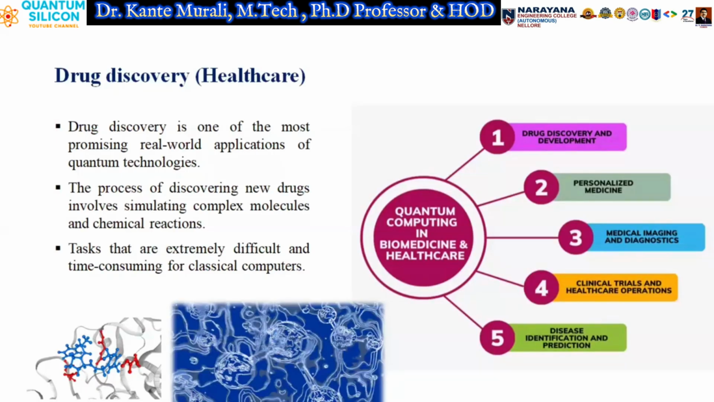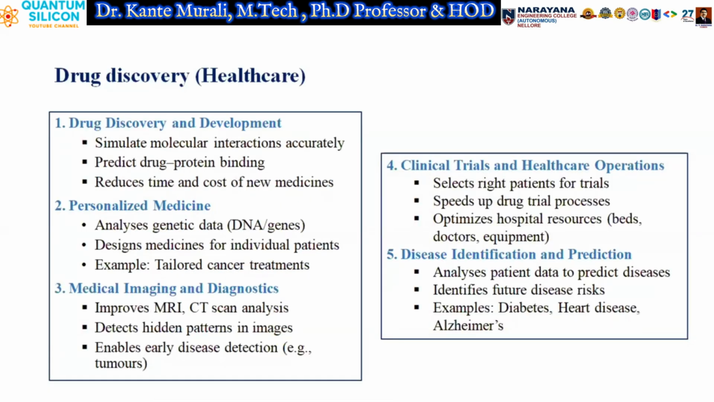Now see, this is what I discussed, like drug discovery. You can simulate the molecular reactions accurately and predict drug-protein binding. As I mentioned, because of parallel processing, it might reduce time and cost for new medicines. That's what you're looking for. Of course, personalized medicine means that based on the person, we can make a particular drug for that particular person. As of now, the drugs available in the market are for all, not for the individual. However, in future you can make individual medicine, like tailored cancer treatments.